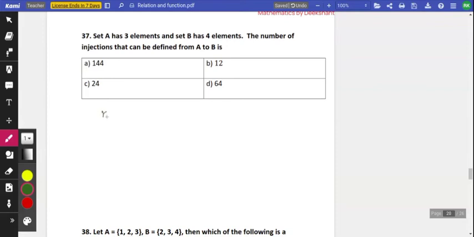In this question, the number of elements in A is 3 and the number of elements in B is 4. This question is the same as question number 30. The concept I already explained. Use the same formula. 4 minus 3 factorial is equal to 24. So the correct answer is option C.